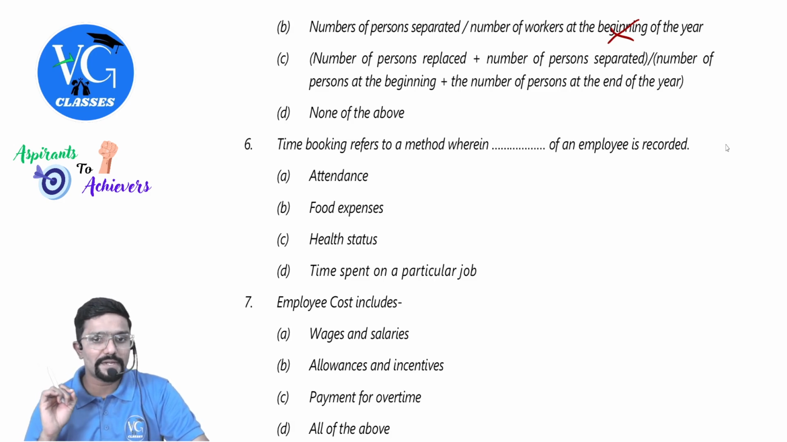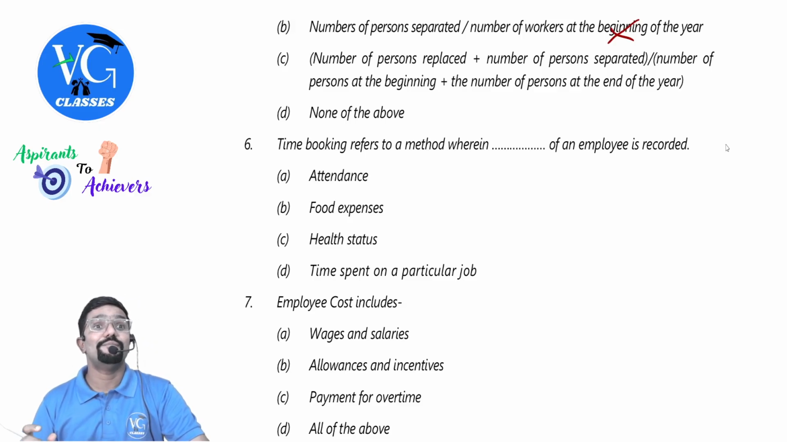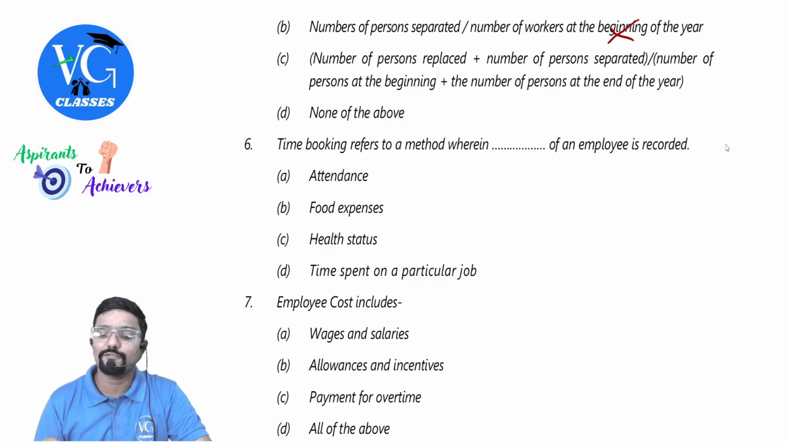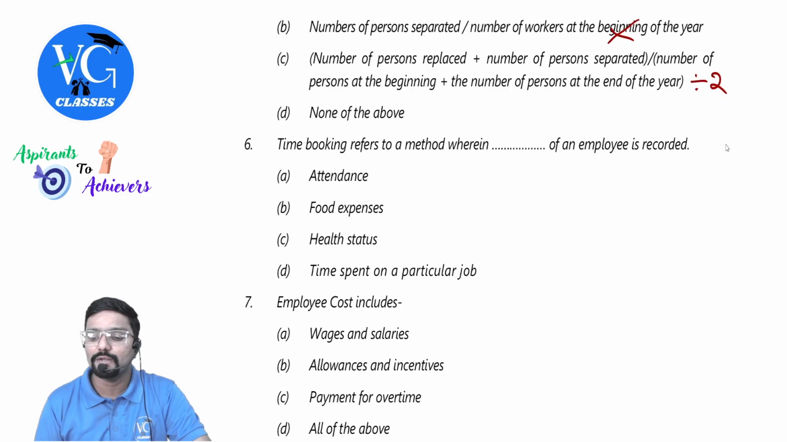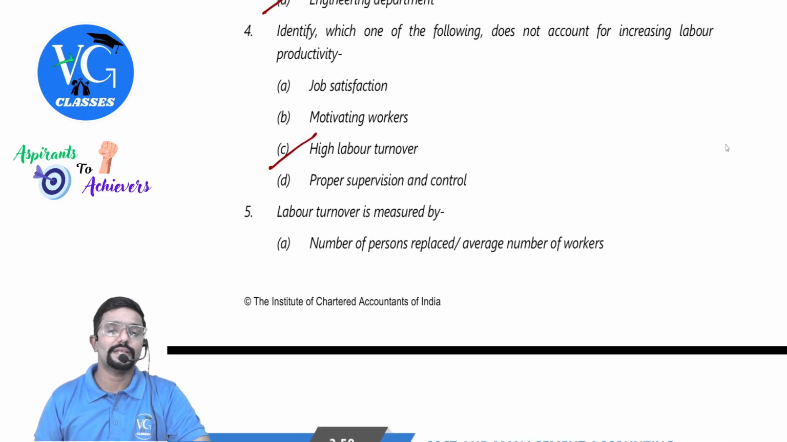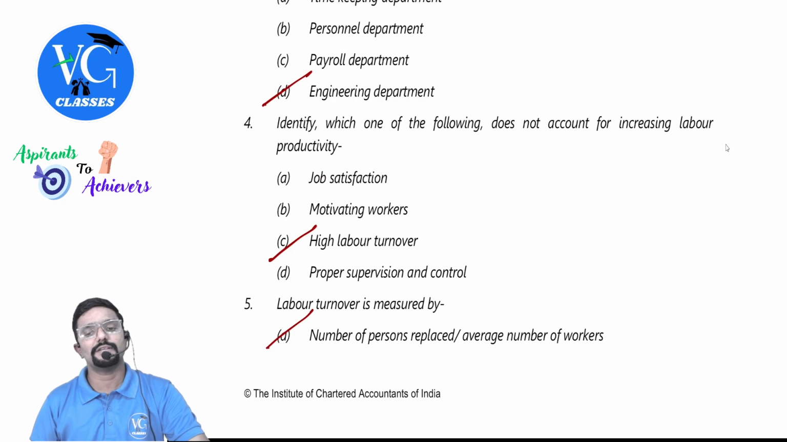Next, number of persons replaced plus number of persons separated whole divided by number of persons at the beginning plus number of persons at the end. By 2 is missing. To calculate average, by 2 is missing. See, if you don't think properly, you will feel that this is also correct. So please be careful. So this is not a right choice. None of the above. So answer is what? A, guys. Number of persons replaced divided by average number of workers.